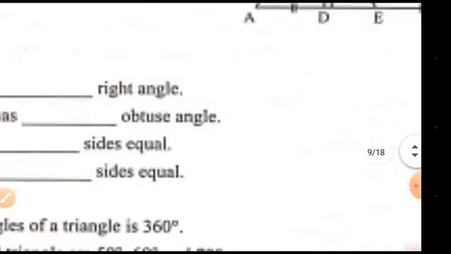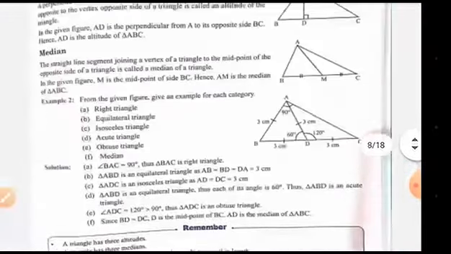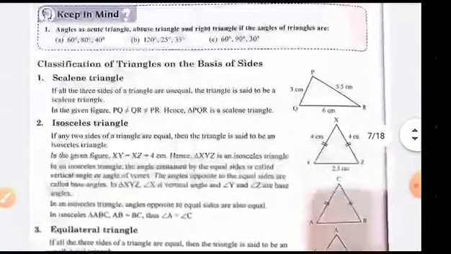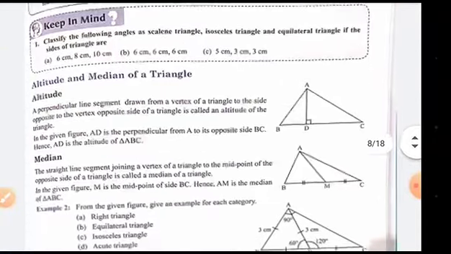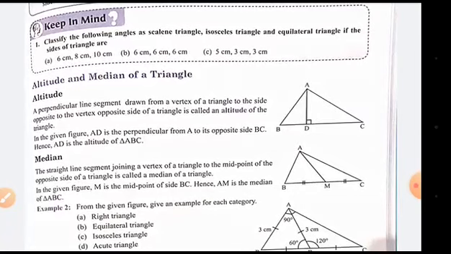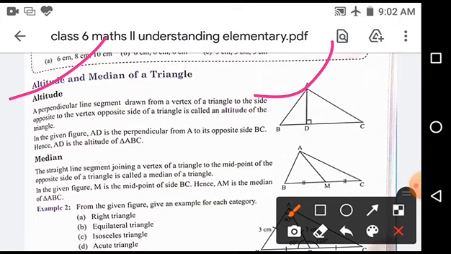Now we will discuss some other important points. See students, here we will also discuss some important points like altitude and median of a triangle. So what is altitude and what is median of a triangle? See here in the diagram, ABC is a triangle where AD is perpendicular to BC. So if we draw a line which is perpendicular to the opposite side and it makes 90 degree, this line is known as altitude. So altitude always makes 90 degree on the opposite side. In a triangle there are three altitudes.